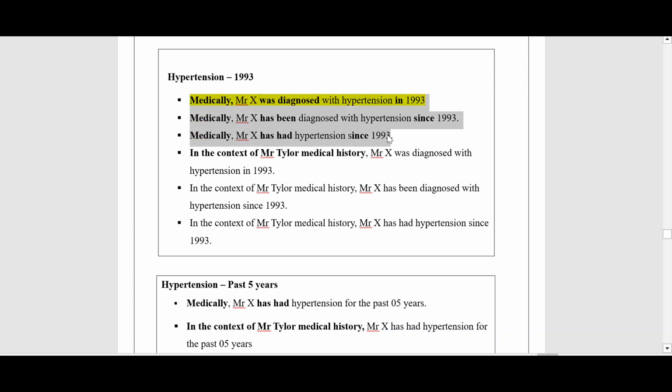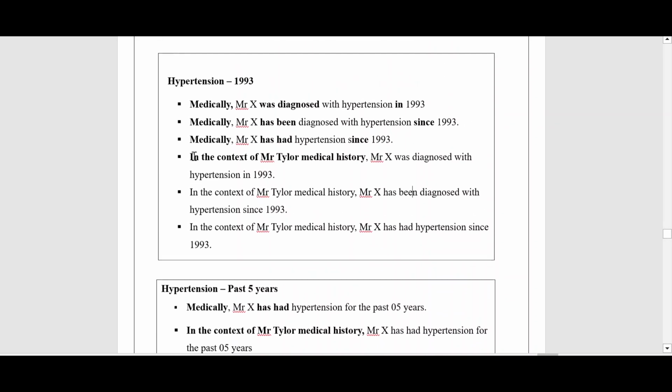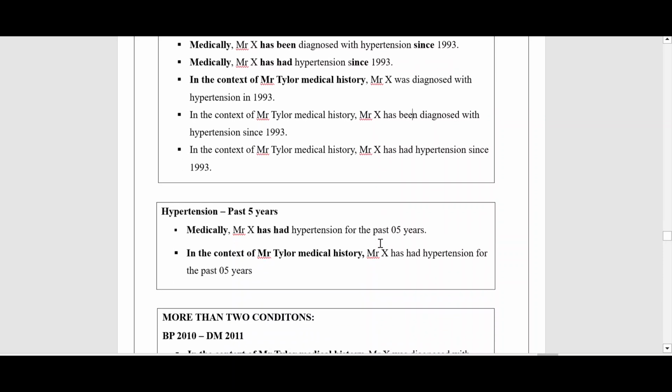If you have plenty of ideas, you will get more chance to write in a better way, right. But you need to know when you should write "has been": it means at present he still has a problem. "Has had hypertension" is the same, okay. But this is a way of writing and upgrading your style of letter writing. So in this context, I'm not going to read again in detail because you can just go through here. You can clearly see, pause your video and just read through. You will get the idea for sure.